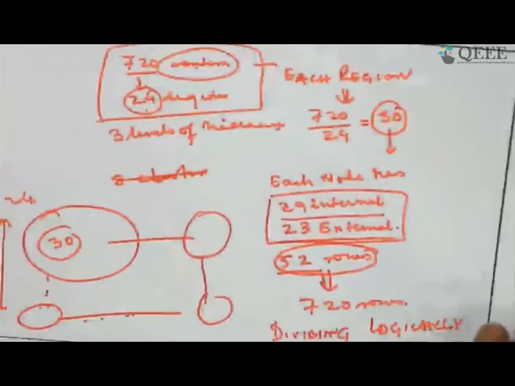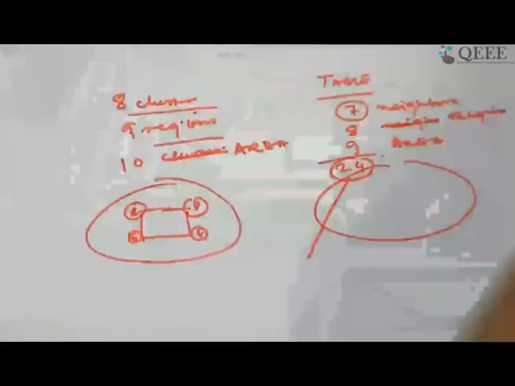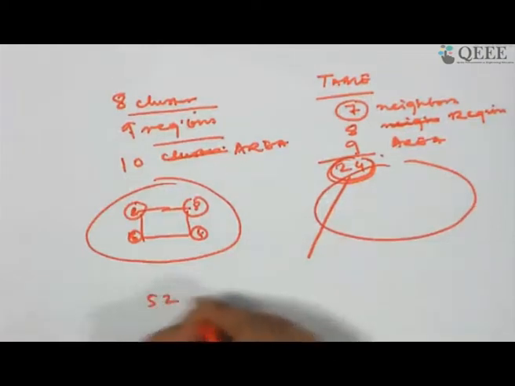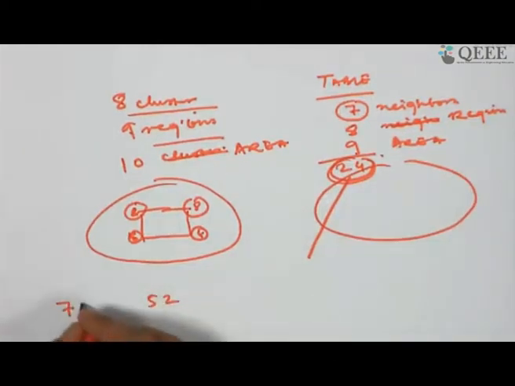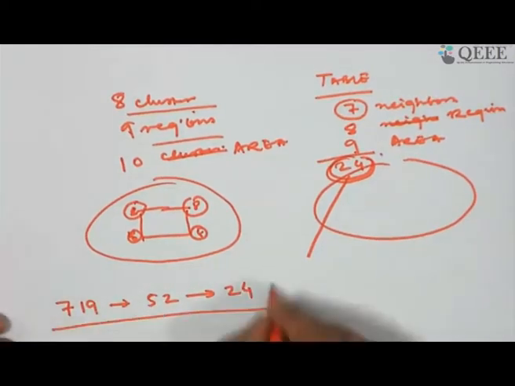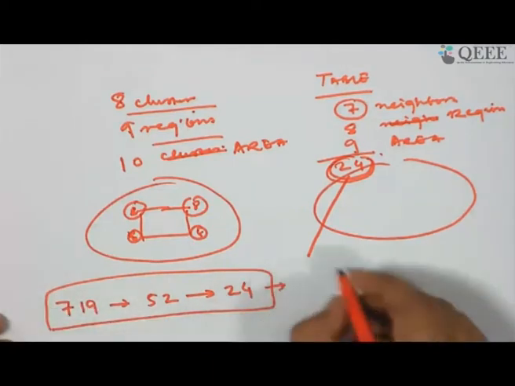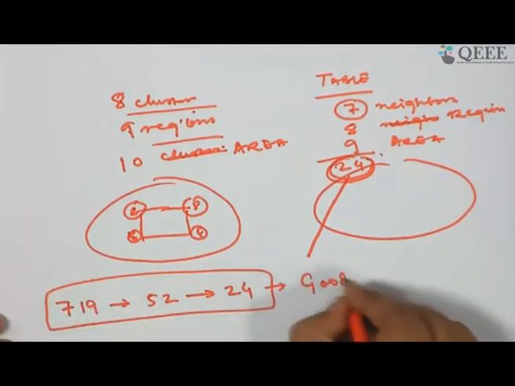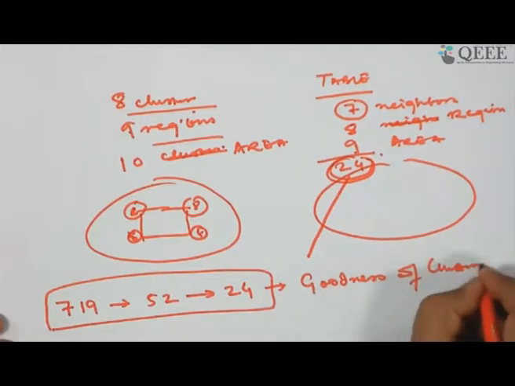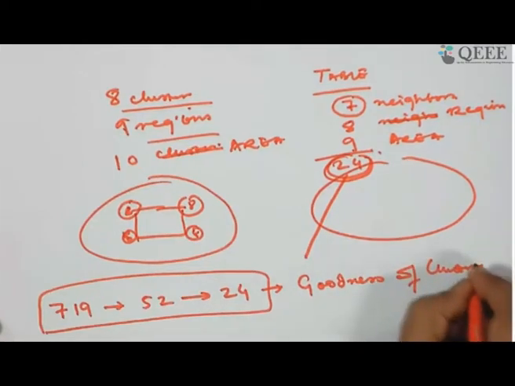In the previous case, we had 52. Now, we are going down to 24. So, from 719 to 52 to 20. So, this is the goodness of cluster. Okay. So, this is the goodness.